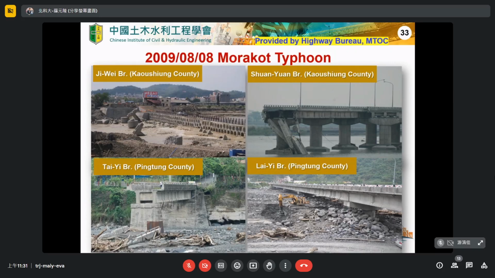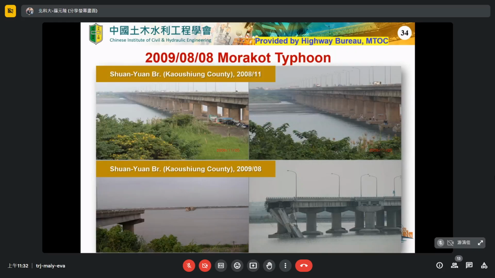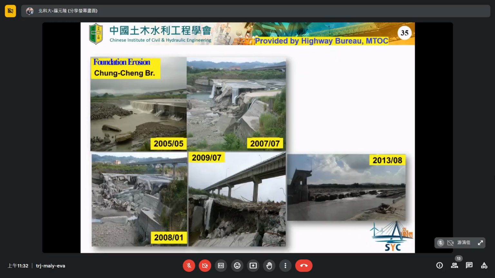Okay, so this is the common way the Highway Bureau uses when a bridge is destroyed. We want to keep the traffic smooth, so we use RC pipes to let the water pass through, and then we can provide temporary traffic functionality for the people. And this is the Shuangyuan Daqiao, destroyed by Typhoon Morakot. And this is a very interesting example.